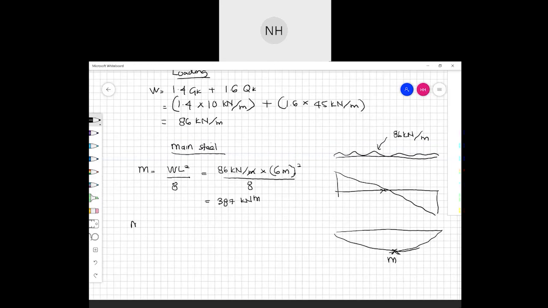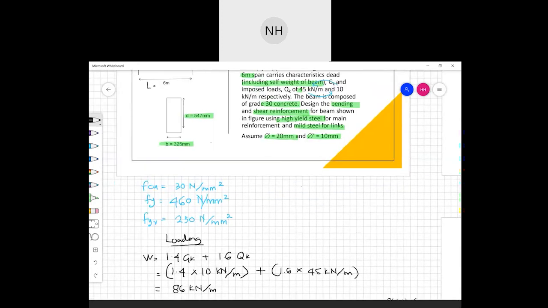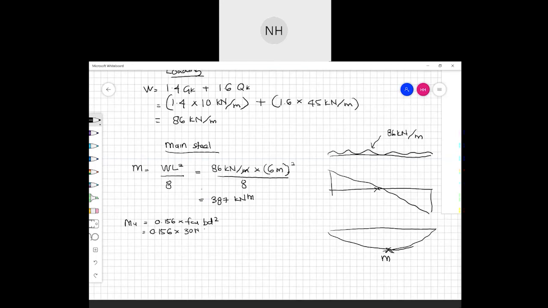And then after we calculate M, we need to compare it with MU, because we want to make sure M is less than MU. Use the formula 0.156 times FCU bd squared. Just substitute. FCU is given, we took it from the question since it is grade 30, so FCU is 30. B is given as 325 and D is also given as 547.